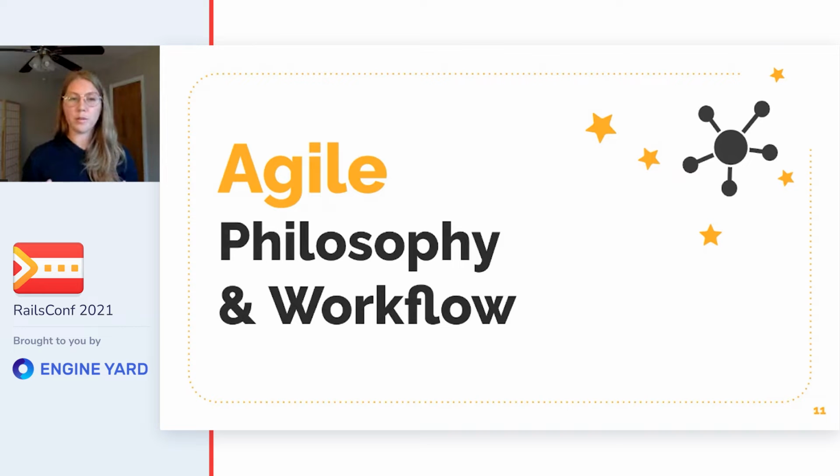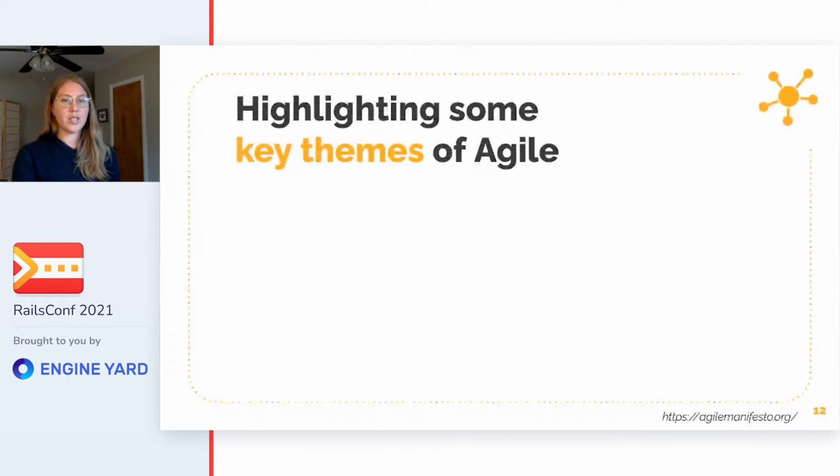So it's so important because so many of us use this philosophy and workflow that it's important for us to talk about this because it lays the foundation for what we do and how we do it. And most importantly, Agile is begging for DEI to be a part of it. And here's why. So I'm going to show you why by highlighting some key themes of Agile. And this kind of is what stood out to me.